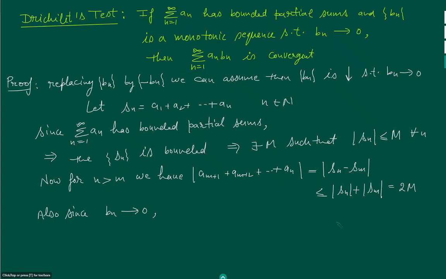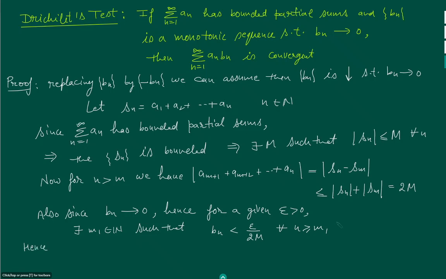Also, it is given to us that bn converges to 0. Since bn converges to 0, given any real number epsilon positive, there exists a natural number m1 such that bn is less than epsilon by 2M for all n greater than or equal to m1. Alright, why does this happen? Because bn converges to 0. Since bn converges to 0, given any real number epsilon positive, there exists a natural number m1, so that bn is less than epsilon by 2M for all n greater than or equal to m1.